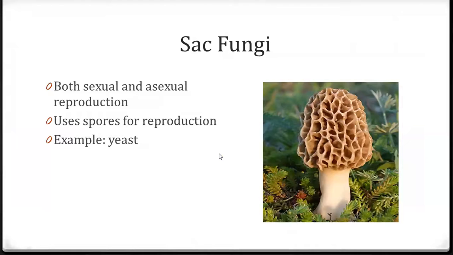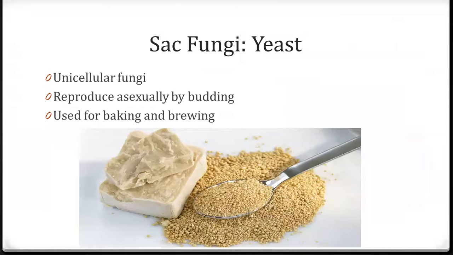I'll post it. Sac fungi have both sexual and asexual reproduction. They use spores to reproduce. An example of that is yeast. Yeast is a unicellular fungus. It reproduces asexually by budding. It's used for baking and brewing.